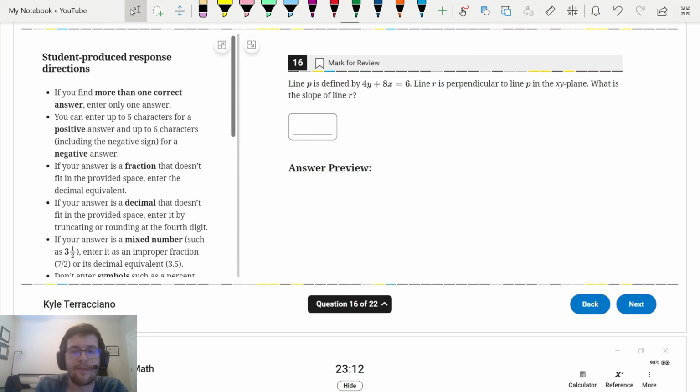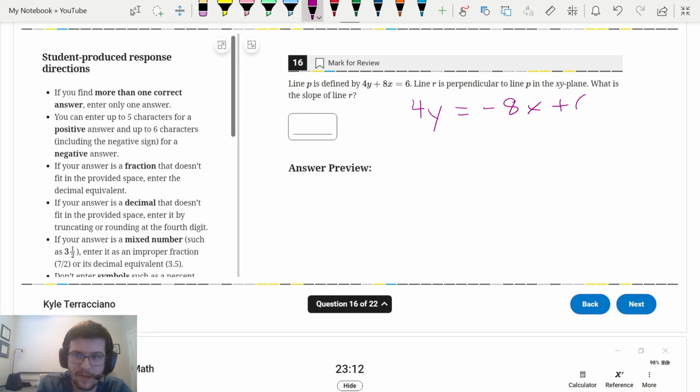All right, so our first mission is to find the slope of line P. What I'm going to do is get the y by itself so that it's in slope-intercept form. So I'm going to move the 8x by subtracting 8x. So 4y equals negative 8x plus 6. Now I'm going to divide the whole thing by 4. And I get y equals negative 2x plus 3 halves. So it's 6 over 4, but that simplifies to 3 halves.